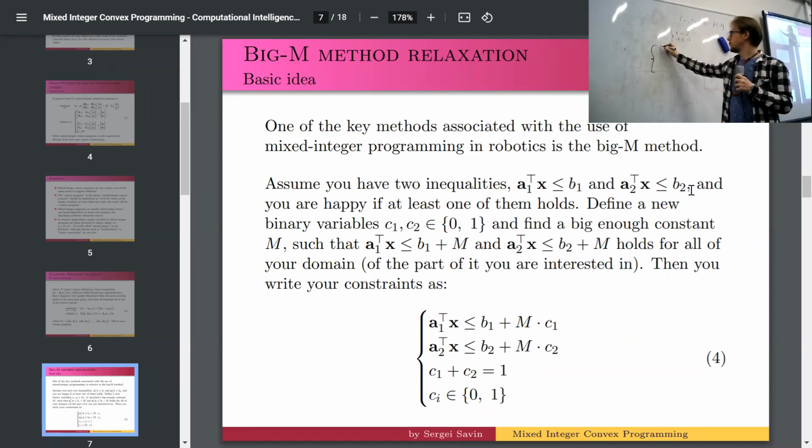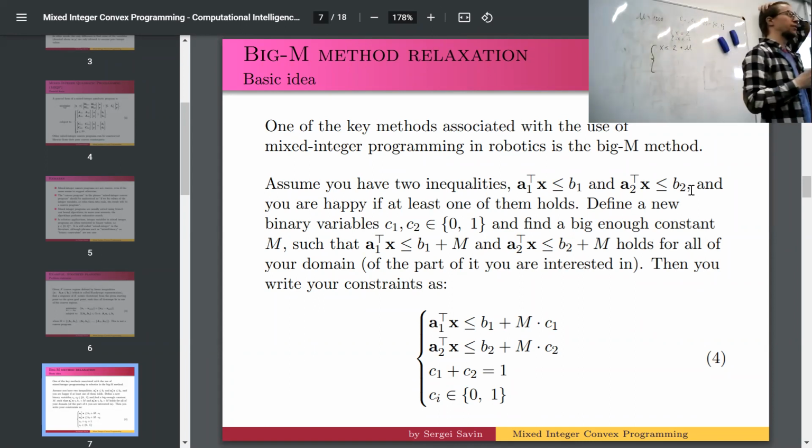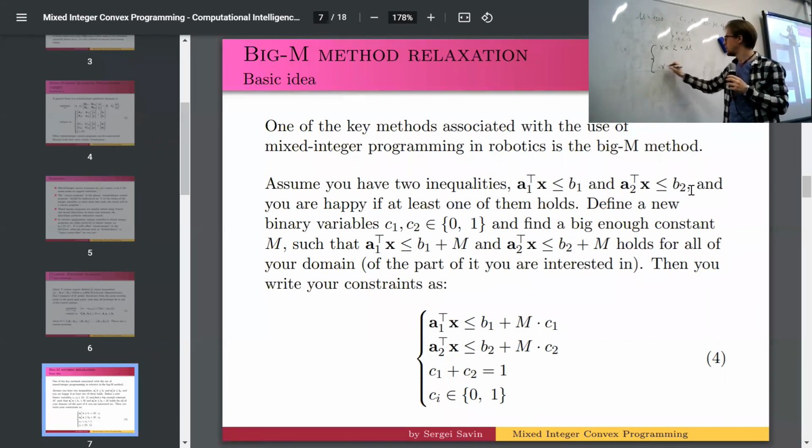So we can relax those by adding here a huge number. Let's say M is equal to 1,000. I mean, that's not necessarily a great choice, but let's just say 1,000. So we can relax constraints in this way.